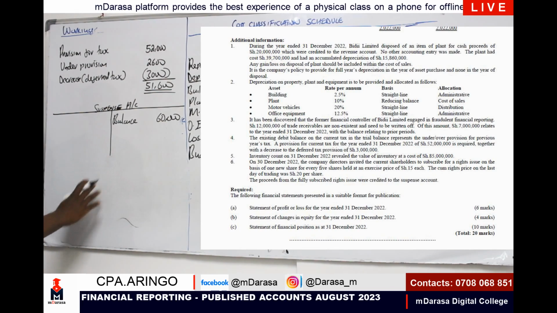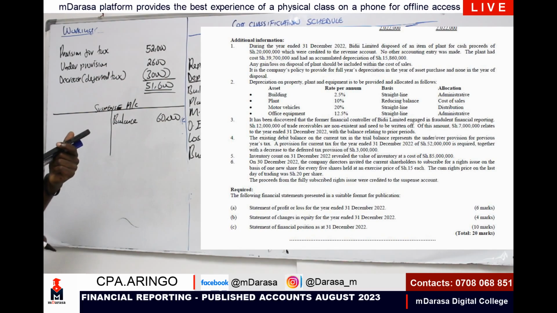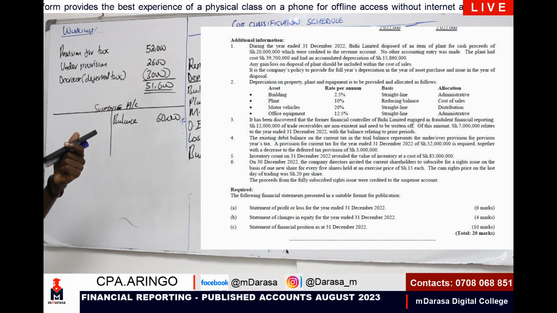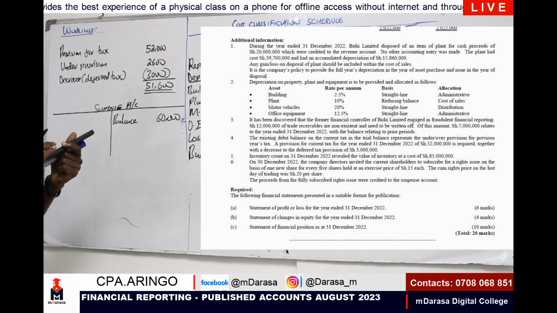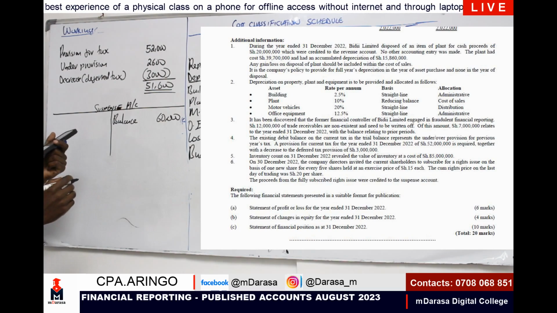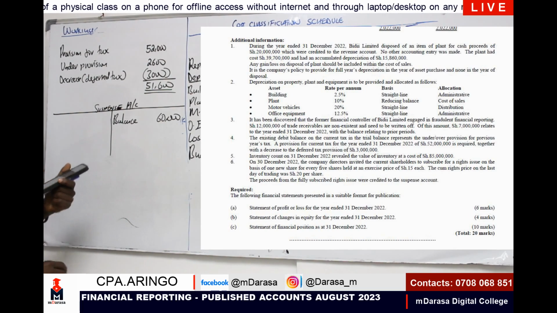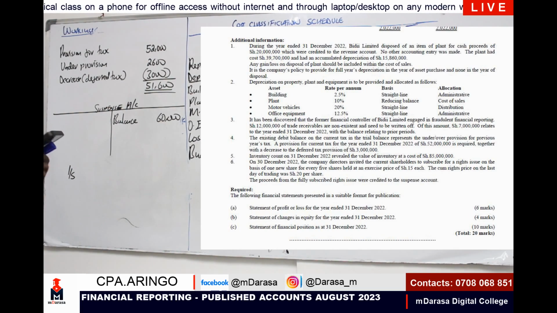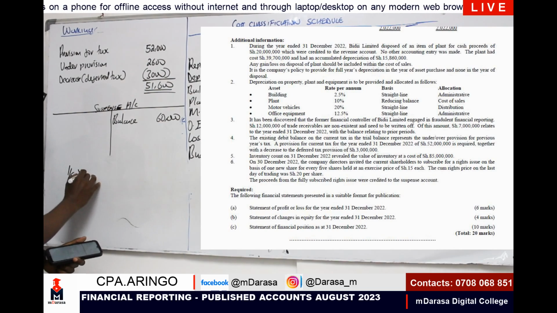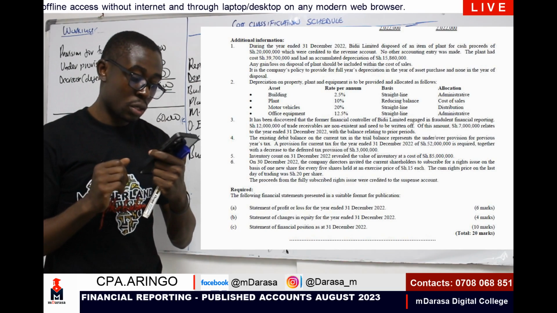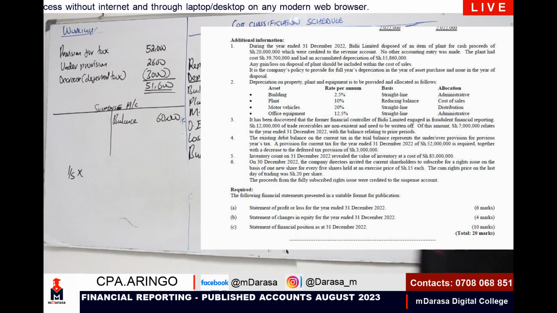There was this issue whereby we are told that on 30th December, the company directors invited the current shareholders to subscribe for a rights issue on the basis of 1 share for every 5. 1 share for every 5, 1 over 5, times how many shares did we have? The number of shares that you're given, the value of shares according to our books. Look at this case.